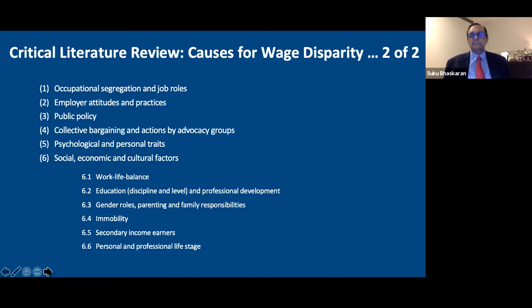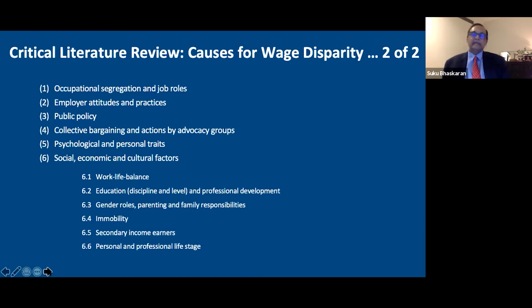And the physiological and personal traits. There are women who argue that because of their physique and other capabilities, they would not fit into certain jobs, and that too perhaps explains why women draw lower salaries on an average. And this, I keep repeating, on an average. And to me, on an average is not a good measure of checking whether there's true disparity. And then, strangely, they come up with social, economic, and cultural factors, which is the title of my presentation today. And this includes their choices in terms of work-life balance, their fit for jobs because of their education, in terms of the discipline they undertook and the level of education, and their capacity to undertake professional development.